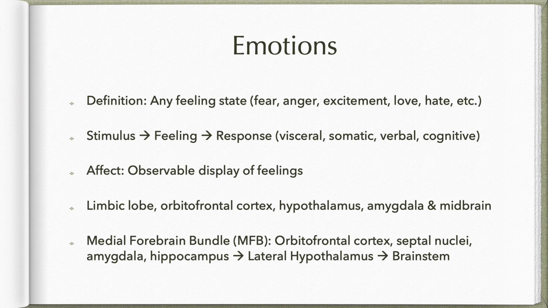Now this is again a projection fiber bundle which has both ascending and descending fibers. It will be passing through the lateral part of the hypothalamus. It connects the orbitofrontal cortex, septal nuclei, amygdala and hippocampus anteriorly with the midbrain and pons posteriorly. So this is a fiber bundle which starts from the cortex, passes through the hypothalamus, which is a part of the diencephalon, and reaches the brainstem. So that's known as the medial forebrain bundle, which is a very important fiber bundle for the function of emotions.